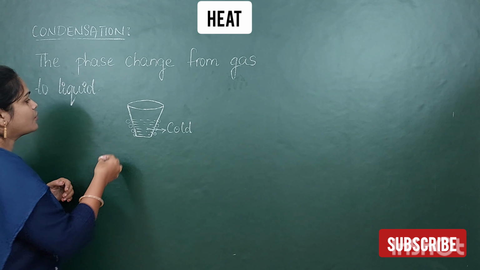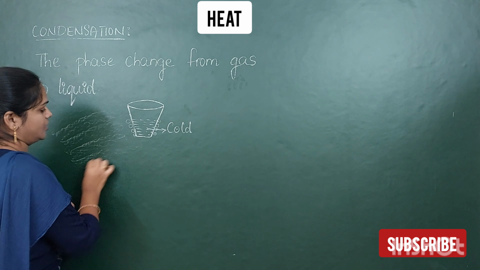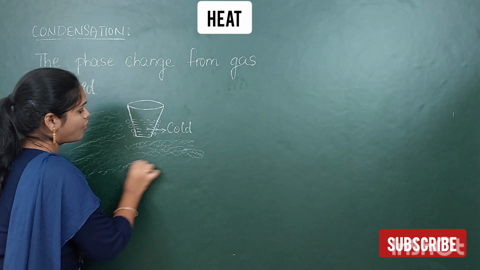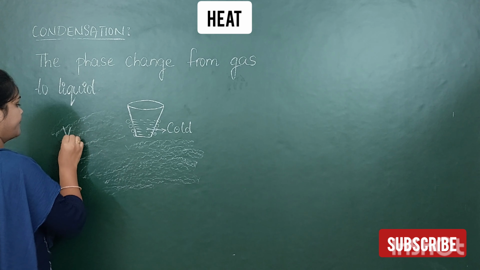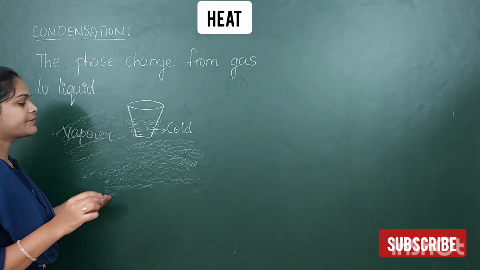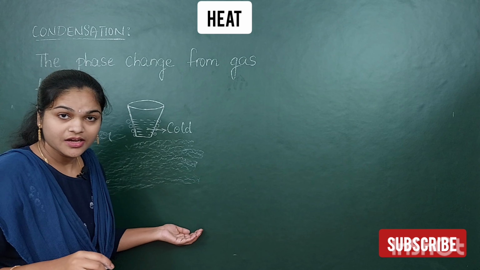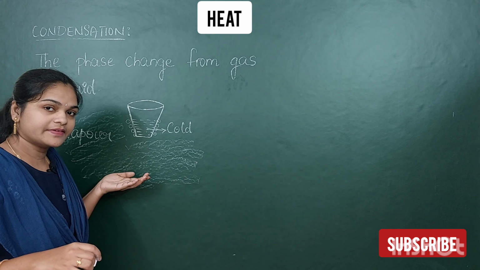The atmosphere consists of air, and all this air has vapor in it. The atmosphere has air, and in that air there is vapor. How does that vapor come?